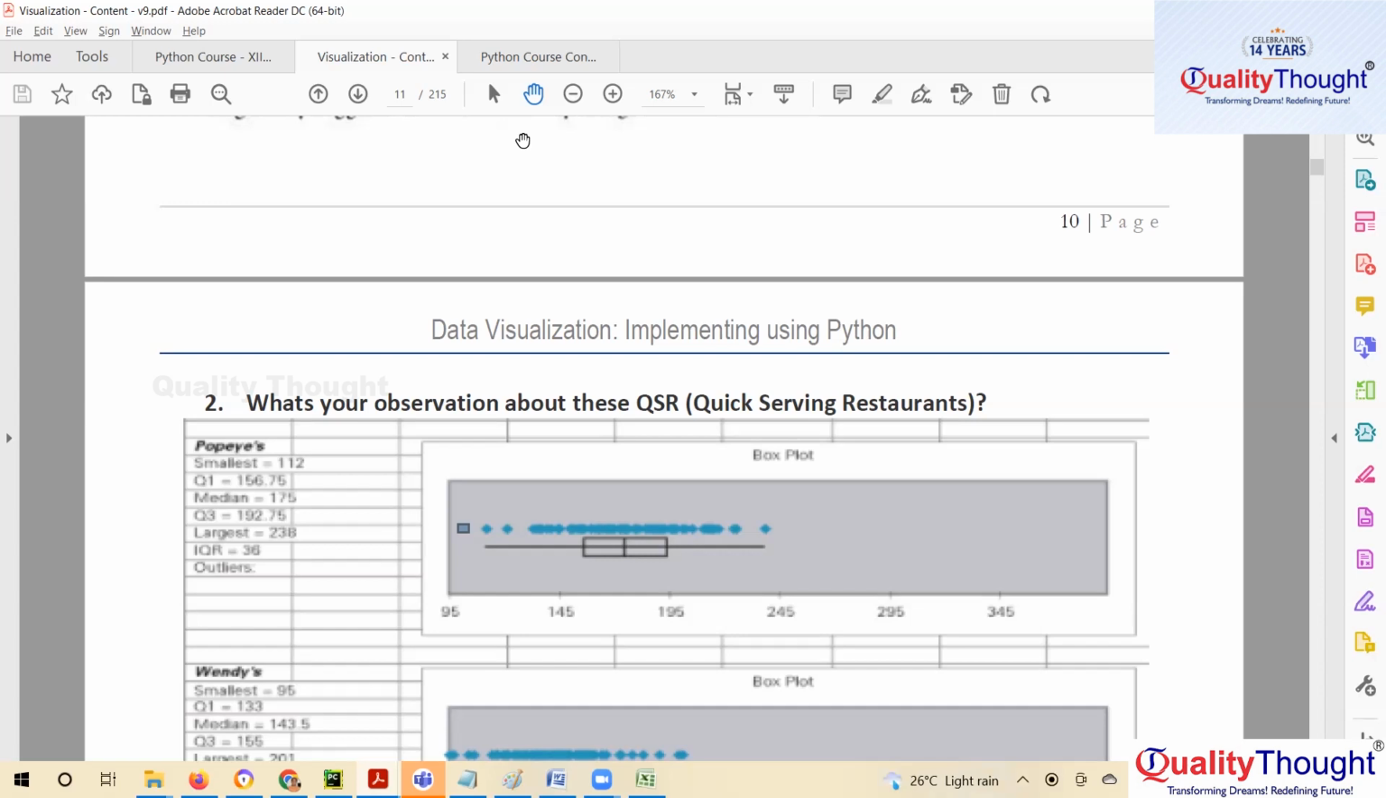Okay, on average it takes 175, 177, whatever, 175 I think is your median, and the bulk of the orders will take Q1 to Q3.